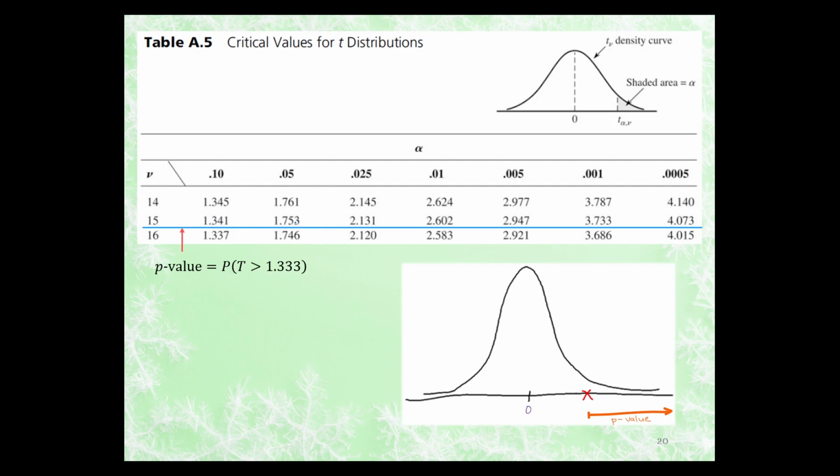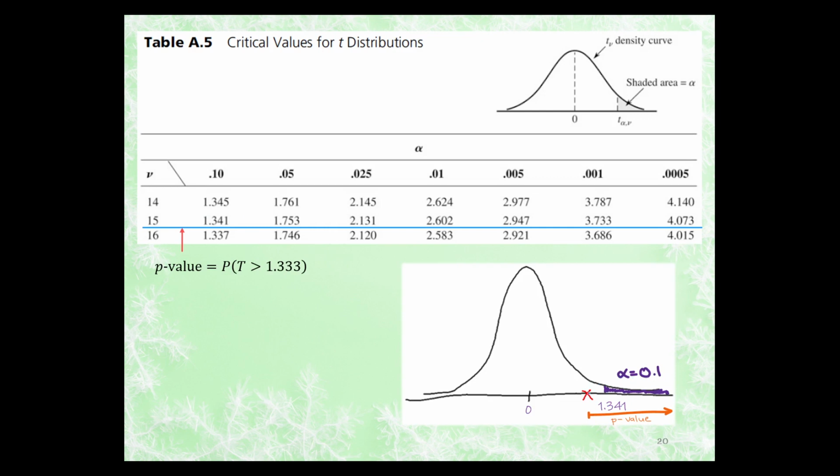So as we go to the right, you can see the t values are getting larger and larger. So 1.333 lies over here. Now, we know that the t distribution is centered around 0. So let's first look at this value here, the 1.341. If we put that on our sketch, then we can see that the area to the right of 1.341 is going to be 0.1.